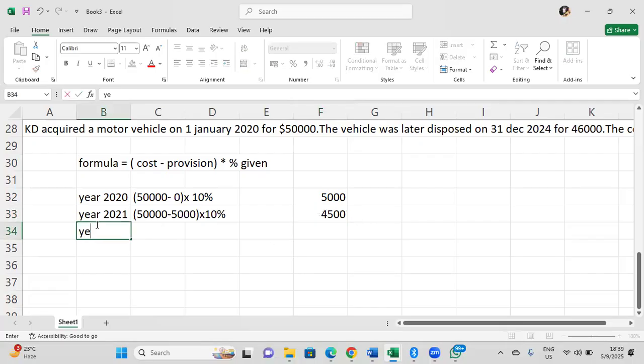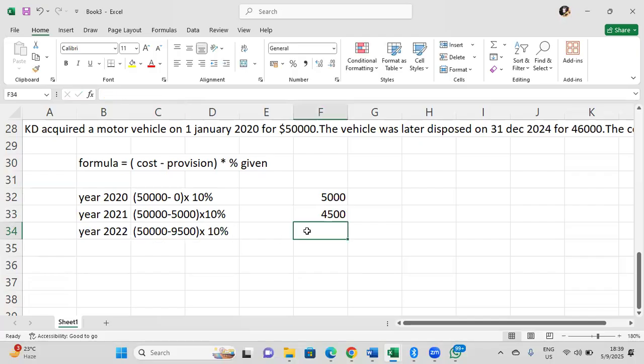Move on to the next year, 2022. We start again with the cost, 50,000, minus the provision, the total depreciation calculated so far. That's 5,000 plus 4,500, which is 9,500. The total depreciation calculated so far is the provision, times 10%. So that's 50,000 minus 9,500 times 10% for year 2022.